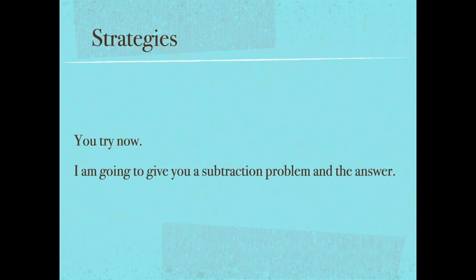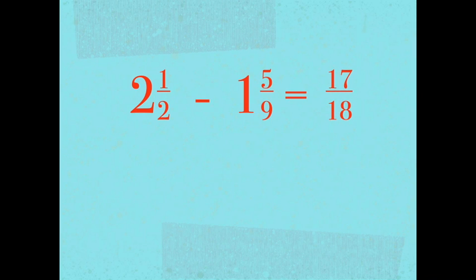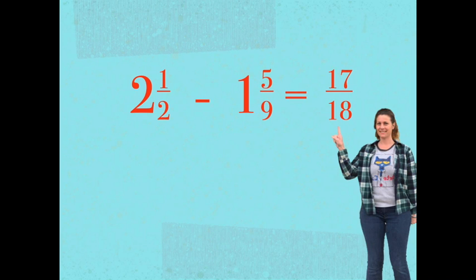I want you to try to make sense on your own now. I want you to try a problem that I'm going to give you. I'm going to give you a subtraction problem, and I'm also going to give you the answer. Because I want you to try to figure out how to subtract fractions. I want you to try to figure out all the missing steps. Here is the problem I want you to do. 2 and 1/2 minus 1 and 5/9. The answer is actually 17/18. That's the answer I got.